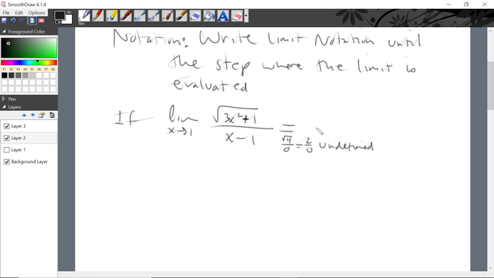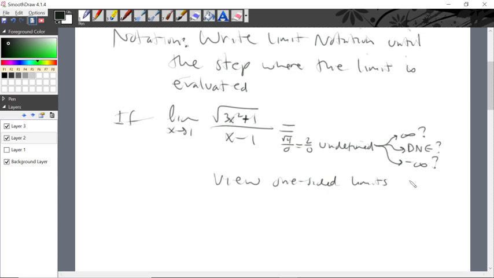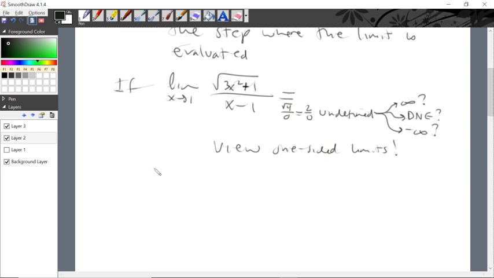It is undefined. And for undefined, we have to answer the question: does that go to infinity? Does it go to negative infinity? Or is it that it does not exist? Which one of these conclusions do we reach here? We don't know yet because we haven't checked yet. We need to view the one-sided limits to know.